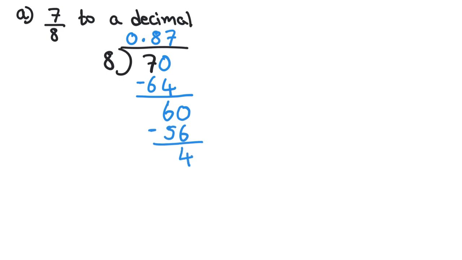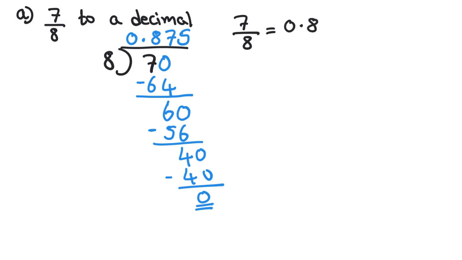The decimal point is already placed. Add the 0. So 8 times 5 is 40. The remainder is 0. So 7 by 8, or 7 over 8, the decimal equivalent of that is 0.875. So this is how you change a fraction to a decimal.